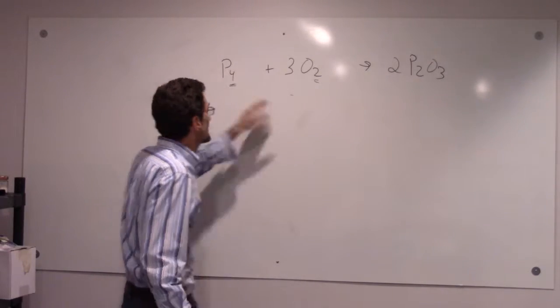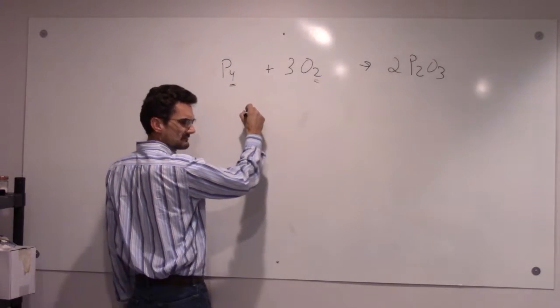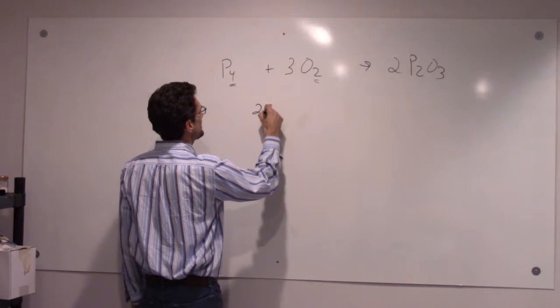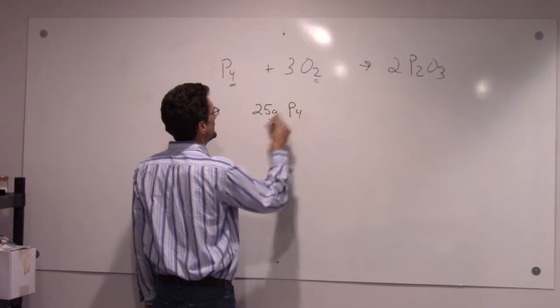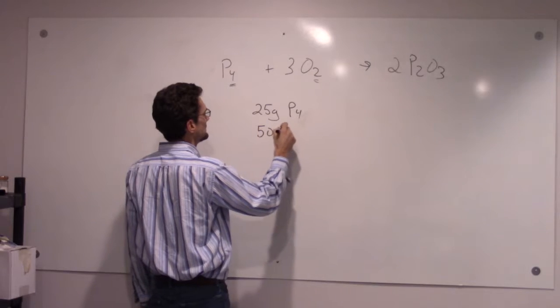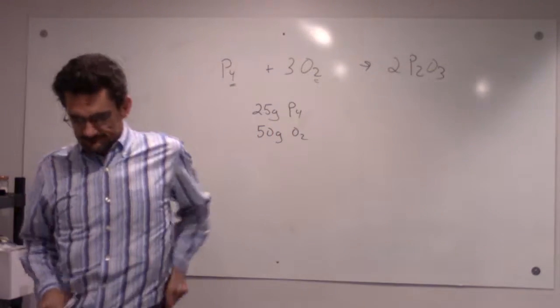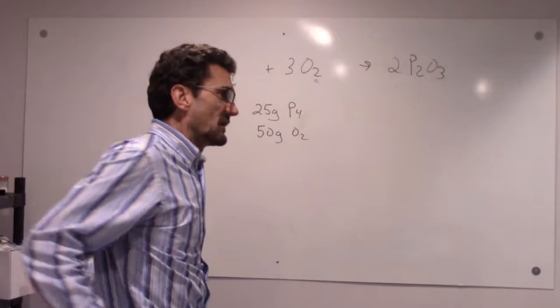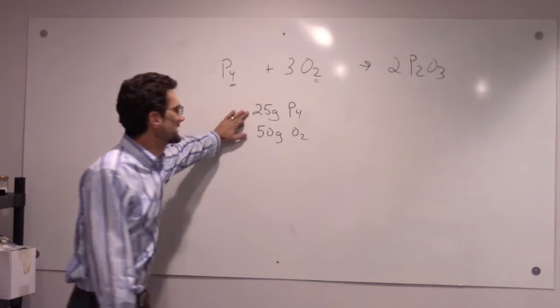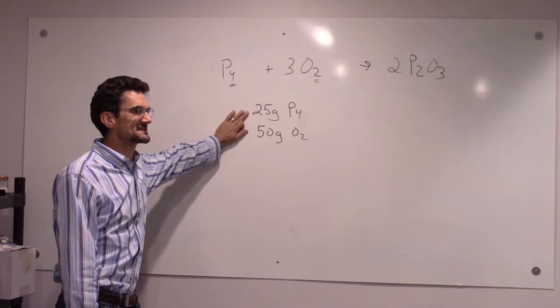Okay. What did I give you? 25 grams of P4 and 50 grams of O2. Yes. Here, I have a photo of it if you'd like to look at it. All right, what do we get? First of all, which is the limiting reactant?